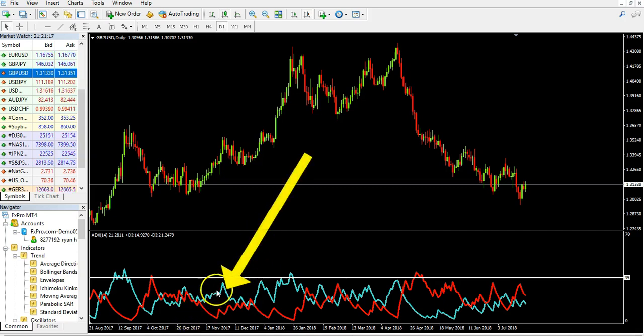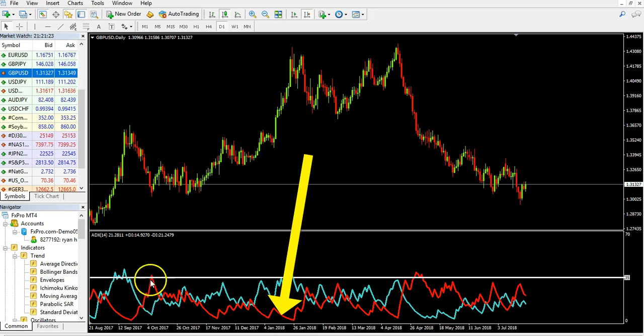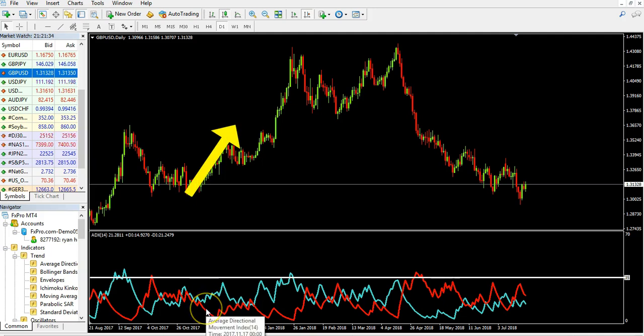There's an up line, which is the blue line. This is the plus DI line. Then we've got the down line, which is the red line. That's the negative DI line. Now, when price is moving up, the blue line is going to be above the red line. So you can see here price is moving up. The blue line is above the red line.